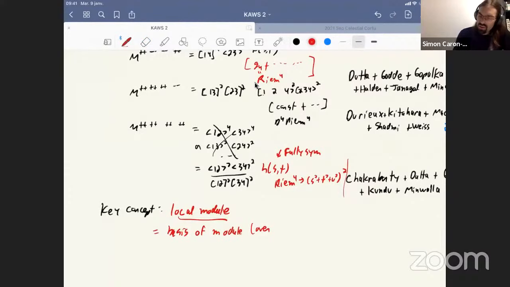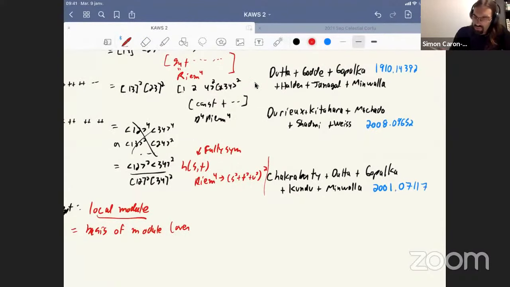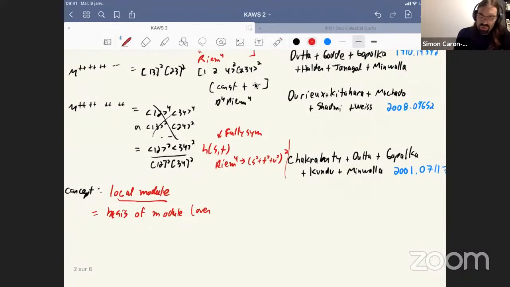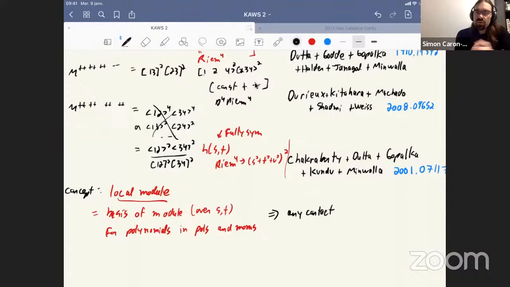Take this concept from this very nice paper by these authors, where they classify the module for photons and gravitons in any dimension. The local module is the basis of the module over S, T for polynomials in polarizations and momenta. So for a contact term, once you found these generators, it's very easy to enumerate contact terms. You just write all polynomial coefficients.